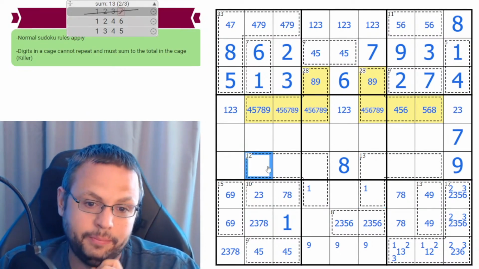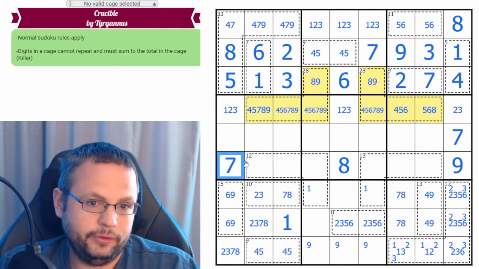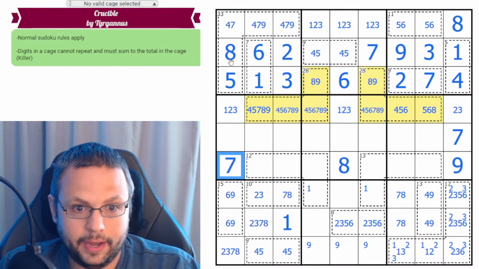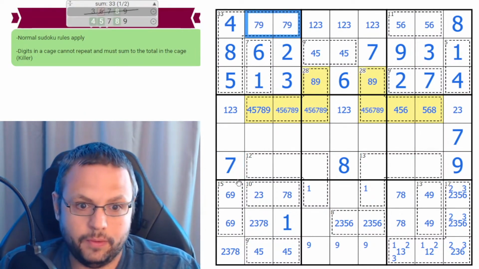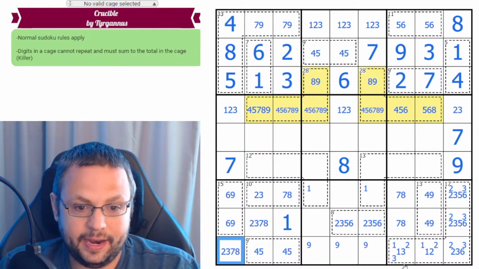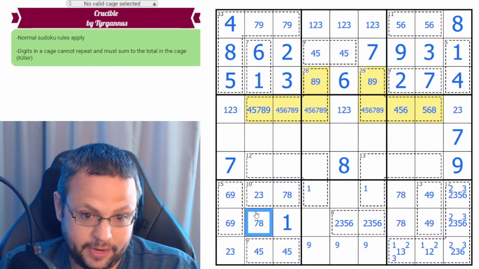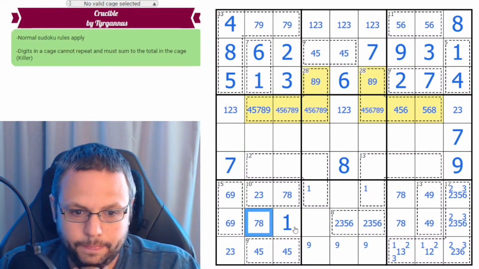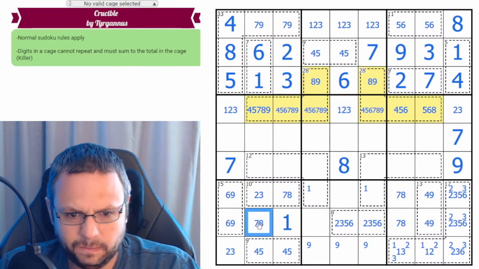That's really cool. Can't put 7 in a 12 cage, so the 7 goes here. Which I think might actually start to do something. So that makes that a 4. Means these aren't 4. This is not a 7 or an 8. It is a 2 or a 3. So this is a 7 or an 8. That gives me a 7-8 pair in the row.